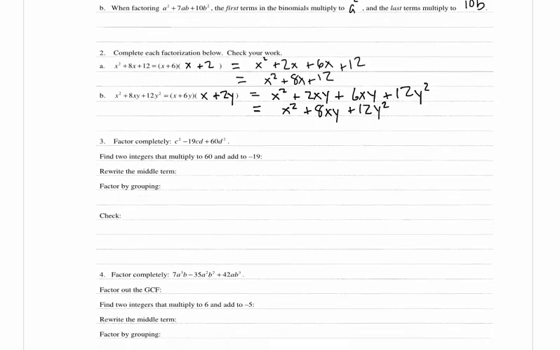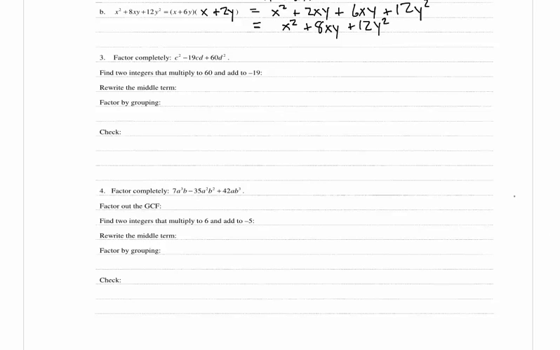In 3, we want to factor completely c squared minus 19cd plus 60d squared. So we want to find two integers that multiply to 60 and add to negative 19, and two integers that would multiply to 60 and add to negative 19 is going to be negative 4 and negative 15. So we're going to rewrite the middle term. So we're going to have c squared minus 4cd minus 15cd plus 60d squared.